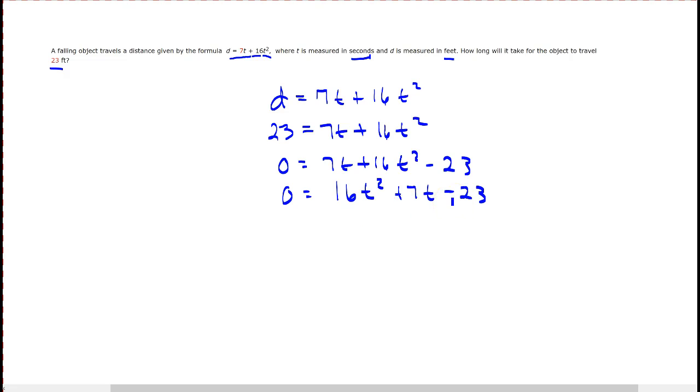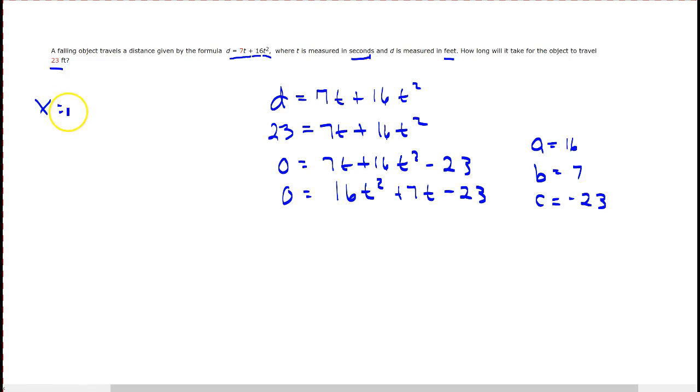We can see if it's factorable, or we can plug it into the quadratic formula. Really that's just a preference. If you're okay with factoring, then we can factor. I'm just going to go ahead and use the quadratic formula. So a is 16, b is 7, and c is negative 23.